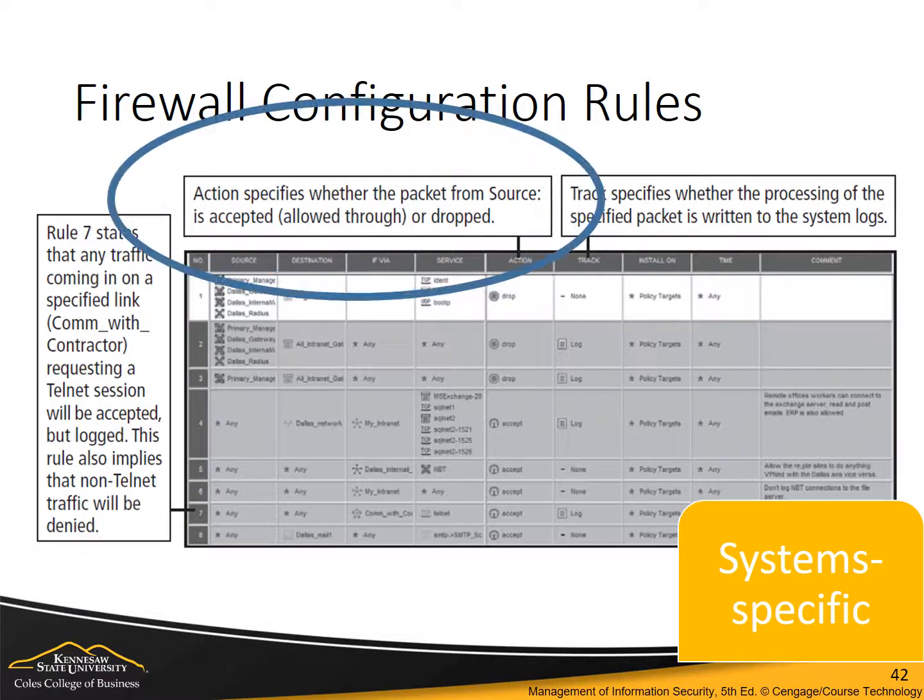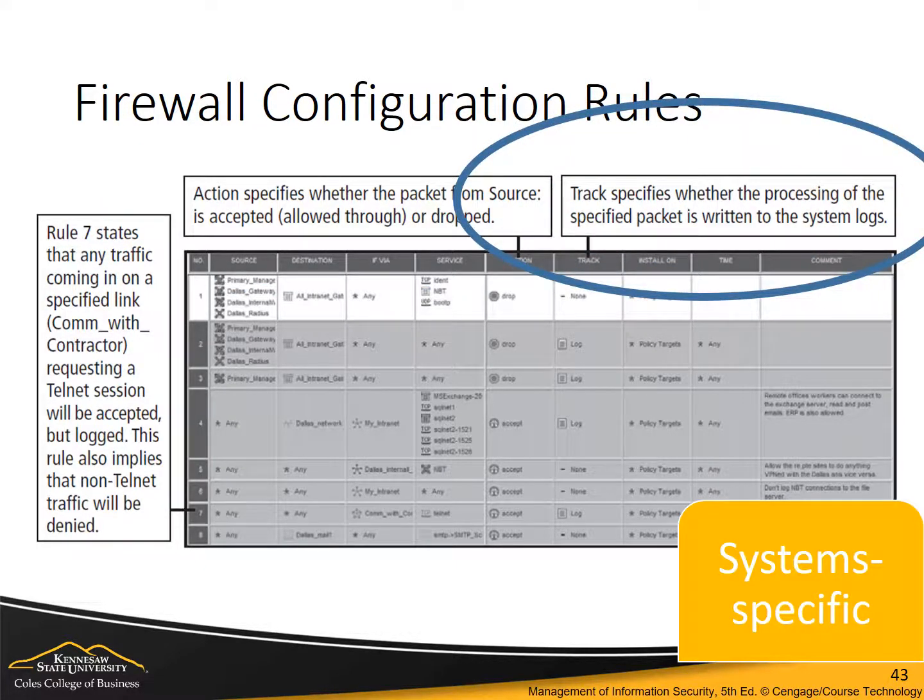Here's another configuration rule for a firewall. Action specifies whether the packet from source is accepted, allowed through, or dropped. There will be special rules that decide whether data can be sent or received or moved or updated. Finally, the last example is track, which specifies whether the processing of the specified packet is written to the system log. In healthcare, many of the activities will need to be logged so that users can be tracked to activities. Doctors need to create orders for medication, and that request must be logged for regulatory, inventory, and processing reasons.